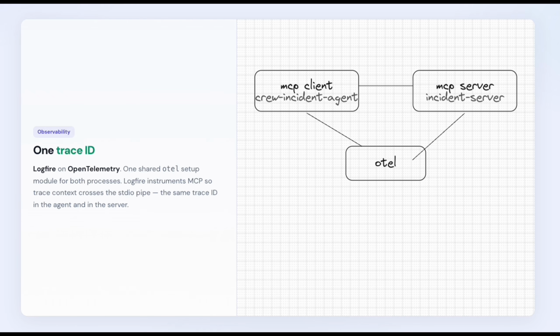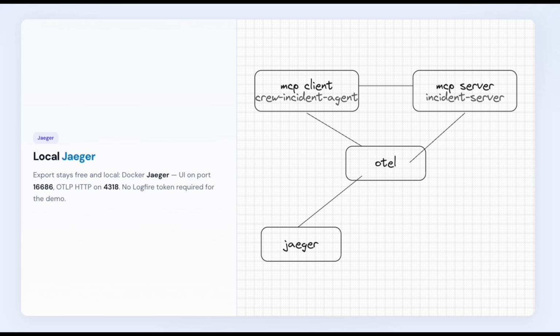The interesting part is observability. We use Logfire on top of OpenTelemetry. One shared setup module configures tracing for both processes. Logfire instruments MCP so trace context crosses the stdio pipe, giving the same trace ID in the agent and in the server. CrewAI and LiteLLM instrumentation add workflow spans and LLM spans, with prompts and replies when we want them.